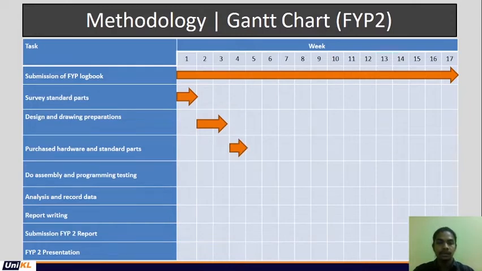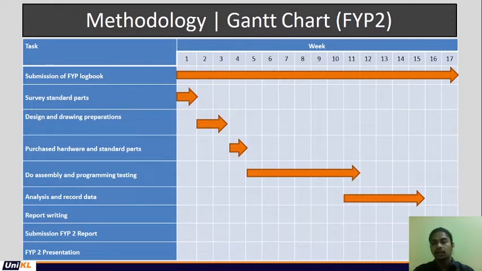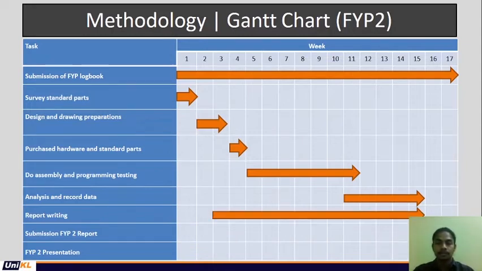We do assemble and programming testing within 7 weeks, from week 5 to week 11. And then we do analysis and record the data from week 11 to week 15. We write the report on week 3 until week 15. So we submit the FYP report on week 16, and then FYP2 presentation on week 17.